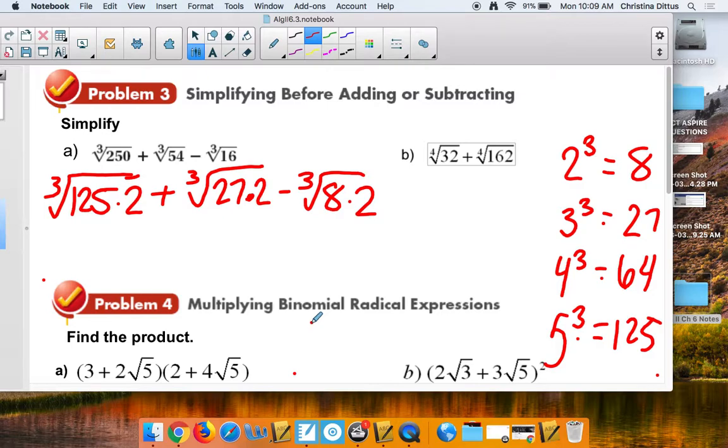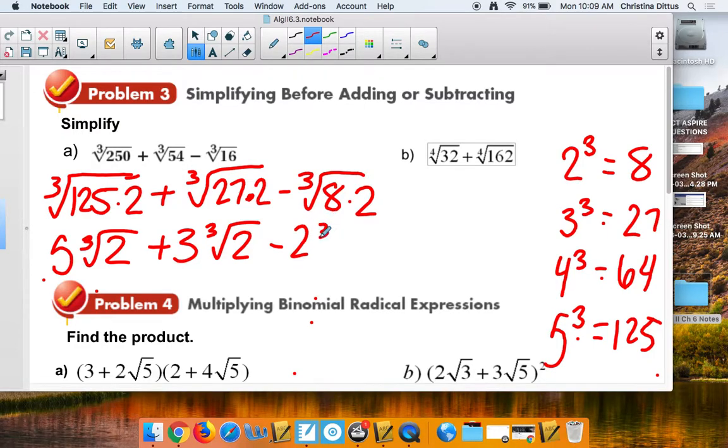So cubed root of 125 is 5, so what can I pull out? 5. So I'm going to have 5 cubed root of 2. Good there? Okay. Plus how much cubed root of 2? 3 cubed root of 2 minus 2 cubed root of 2. Okay. Questions with that step?